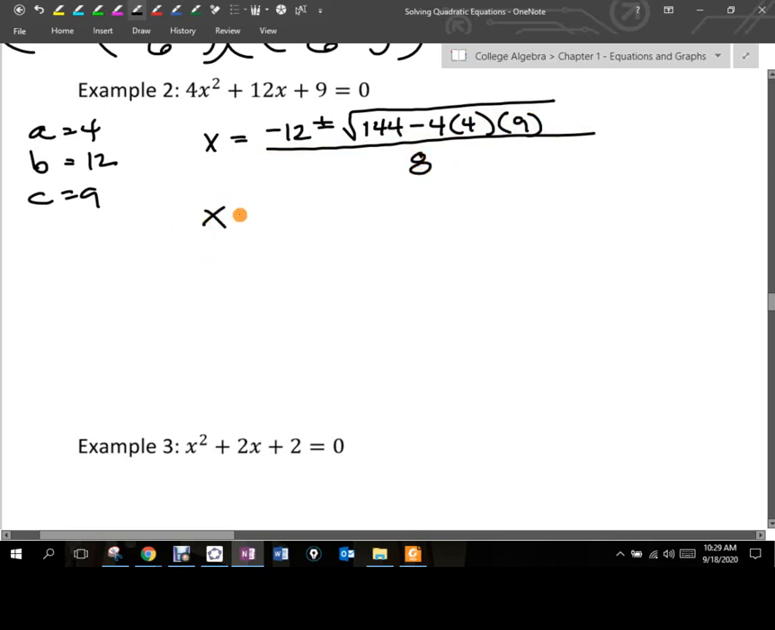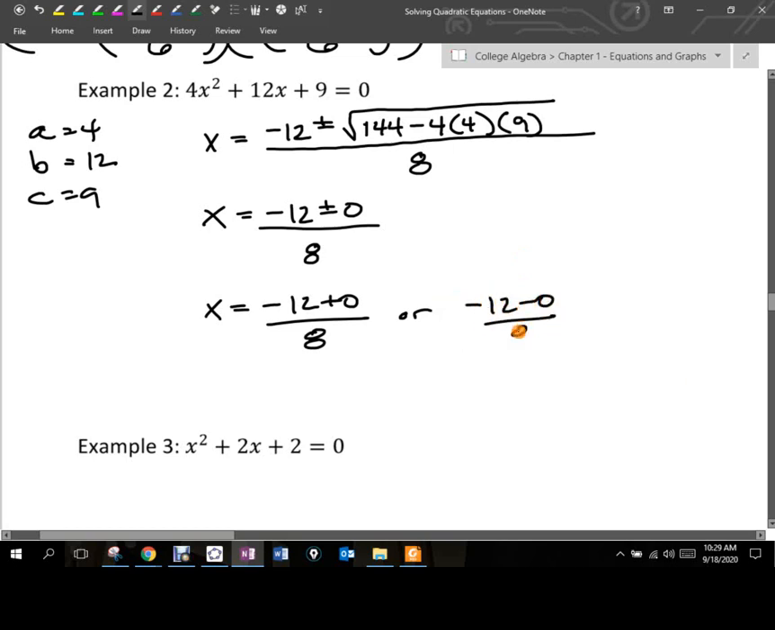So what that gives me is negative 12 plus or minus root 0, which the square root of 0 is 0, all over 8. Now, you're not going to ever probably write it this way, but I'm going to do this. I'm going to write x equals negative 12 plus 0 over 8, and negative 12 minus 0 over 8. Do those both give me negative 3/2?